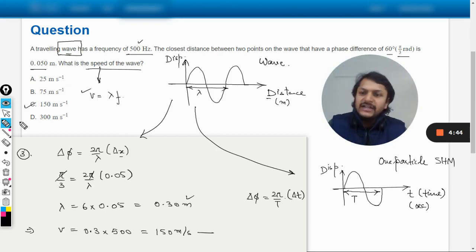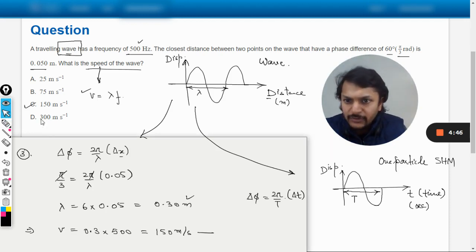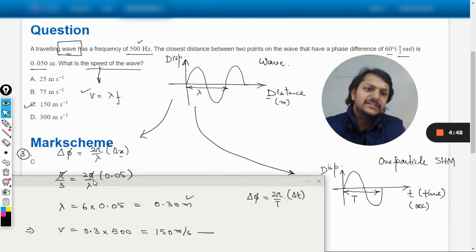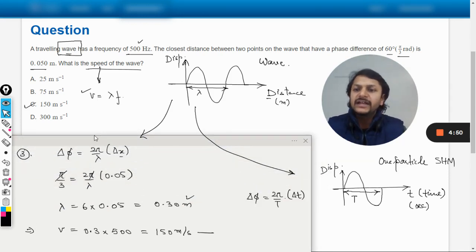So my dear students, let us verify this answer from the mark scheme also. Yes, the mark scheme says the same thing, that the answer is C.